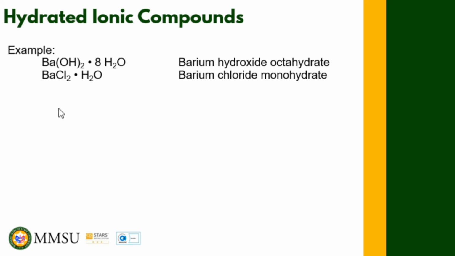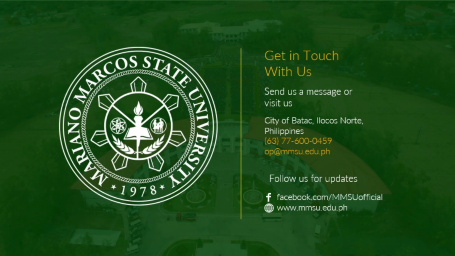So, another, we have BaCl2 and then that H2O. So, barium chloride and then monohydrate kasi we have 1 water. And then, another example, we have LiCl and then 7H2O. So, we have lithium chloride and then heptahydrate kasi 7.